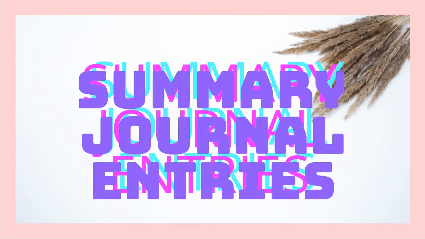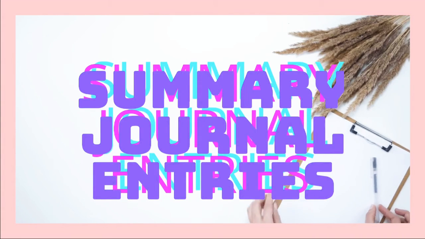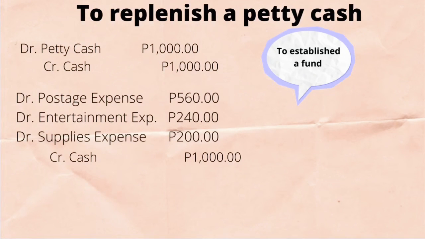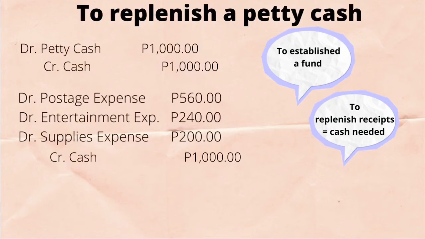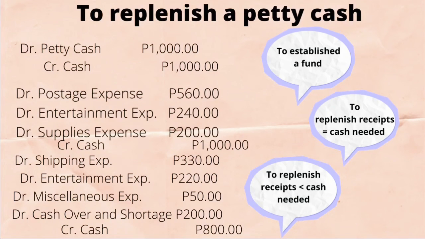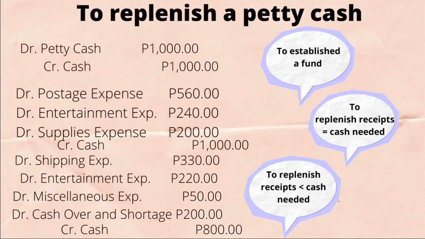Lastly, I want to review with you a summary of the journal entries for establishing a Petty Cash Fund and replenishing the Petty Cash Fund. Note that we do not credit Petty Cash but instead credit Cash to replenish the fund, and we use the Over and Short account to balance out when a receipt and cash needed are not balanced.